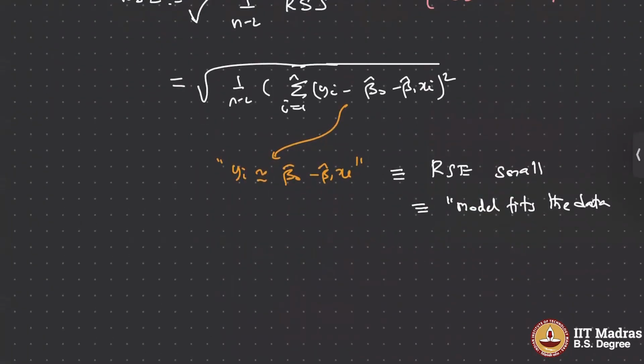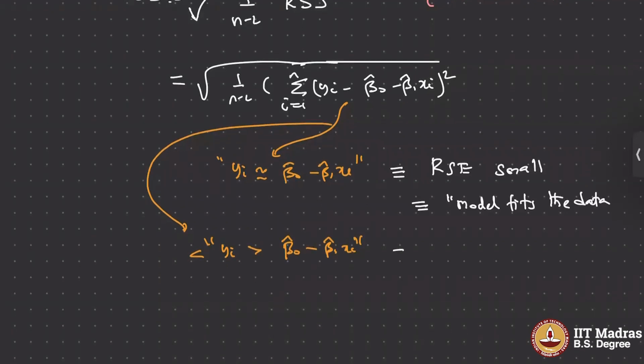Next thing we can say is that if the yi's are very far from beta naught hat minus beta 1 hat xi, that is, they are either very small or very large compared to the predicted value, then it will result in RSE being large. And you will say the model doesn't fit the data.